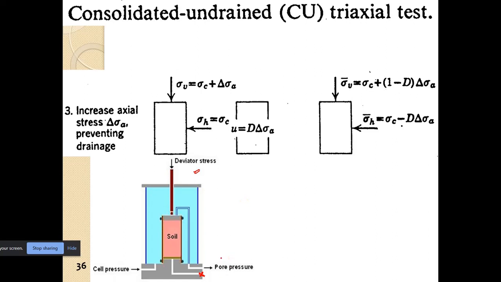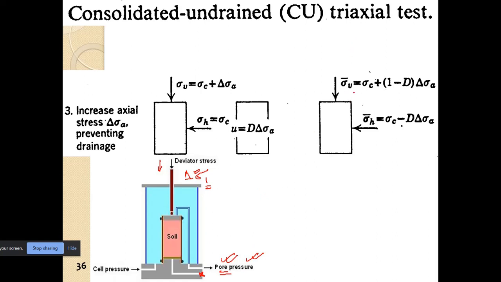And we keep on monitoring the pore water pressure development within the soil. So there is no volume change in the soil, and as we apply the deviator stress, as delta sigma 1 goes on increasing, there will be changes in the pore water pressure when there is shearing. So we measure that pore water pressure.